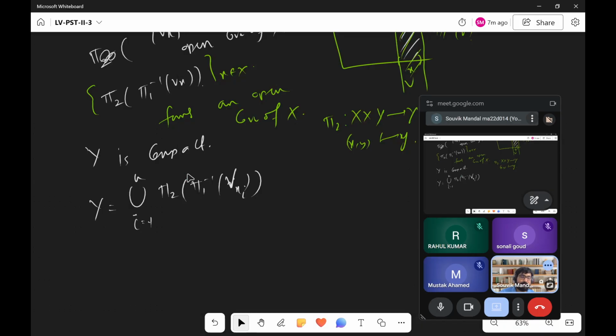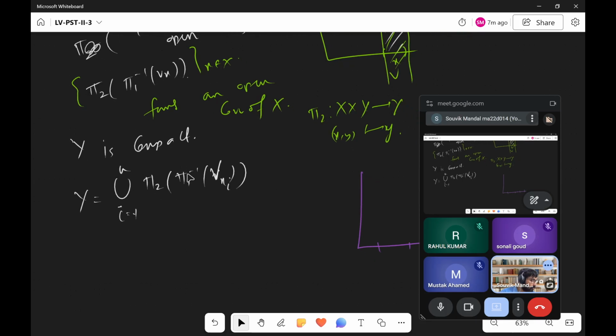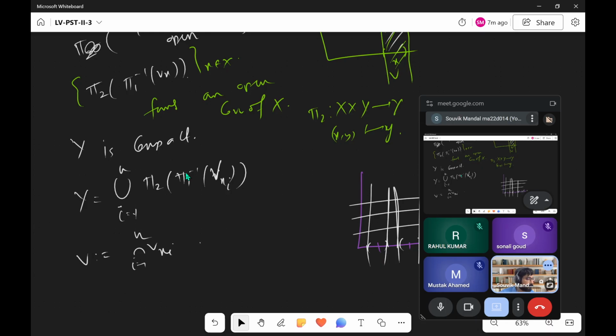Now we come up with certain Vxi's, which is nothing but this. We have a few points, and around those points we have a few neighborhoods, and we then consider the strips, and we are taking the pi 2 inverse. Okay. Now what we are doing is that we take V to be the intersection of Vxi. Now the claim is that V intersection F is empty, that is the target.